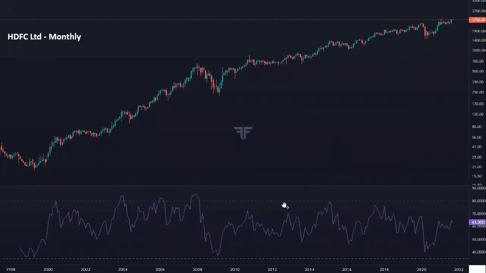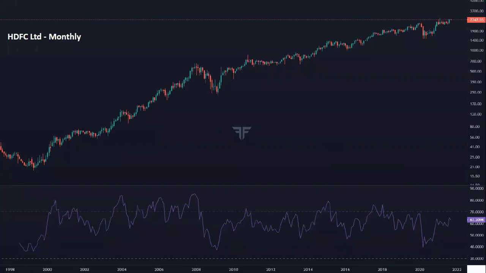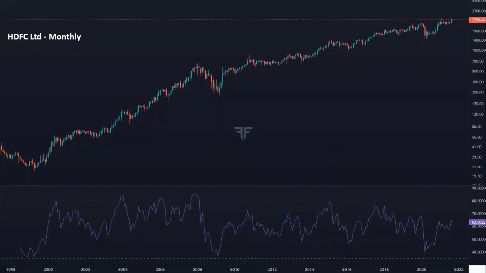Later, I'll show you how you can change the overbought oversold settings to adjust to the behavior of RSI. So the default reading is 70 and 30, which you can change. And in the case of HDFC Limited, I've changed it to 80 and 35 respectively. So I've changed the overbought region to 80 and I've changed the oversold region to 35. So as you can see, whenever RSI has fallen towards these oversold regions, the upcoming rally has been very powerful.